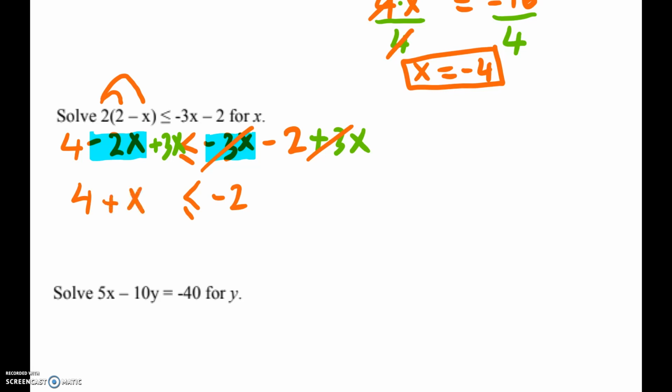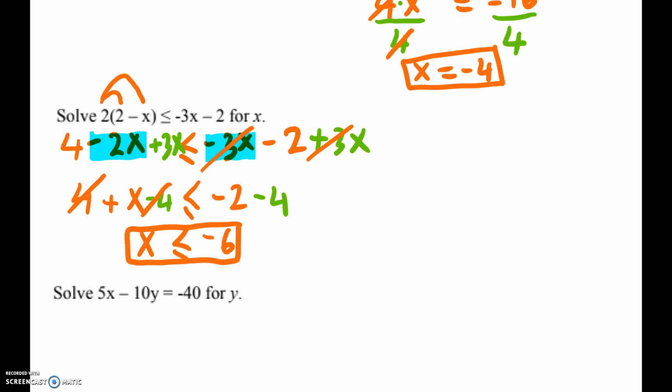Last step, you can isolate x by taking away 4 from both sides. Now this is 0. X is less than or equal to negative 6. This is the solution.